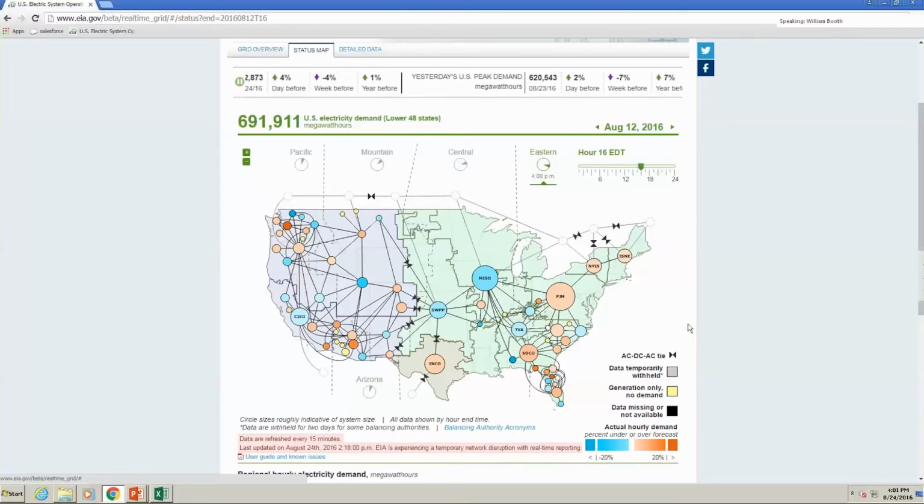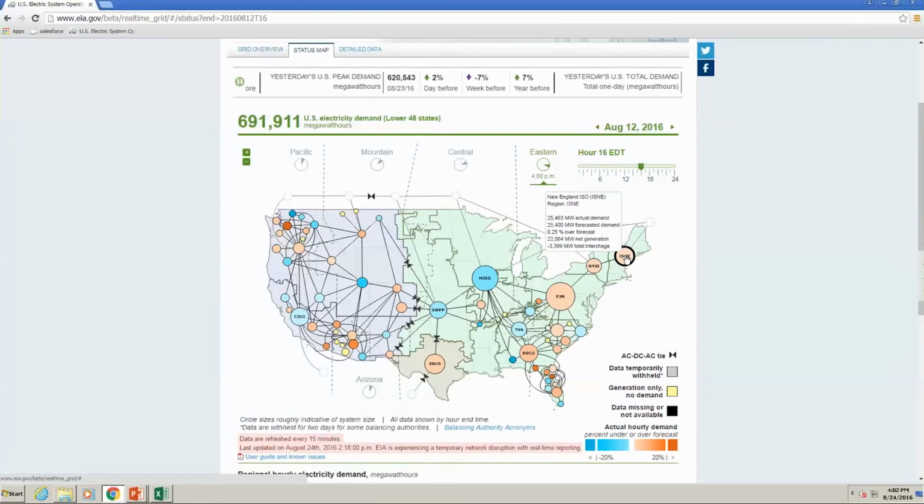All right. So if you want to look at the data for New England, one way you can do it is to roll over the circle for New England. And what you get is a pop-up box that gives you the 4 data values for New England for that hour. We also provide a percentage for differential between forecast and actual demand in the middle there.